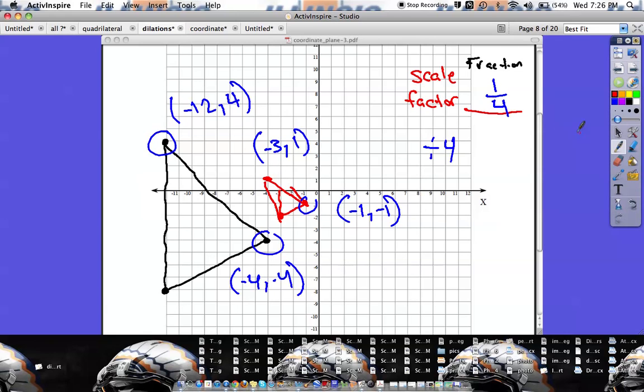Okay. Now, if we go ahead and do this, and let me move that one over too. Well, we'll just keep that one where it's at. To go from -12 to -3, that's like dividing by 4. To go from 4 to 1, that's like dividing by 4 also. So our scale factor is going to be just like dividing by 4, but we're going to write it as a multiplication problem. Dividing by 4 is the same thing as multiplying by 1/4.